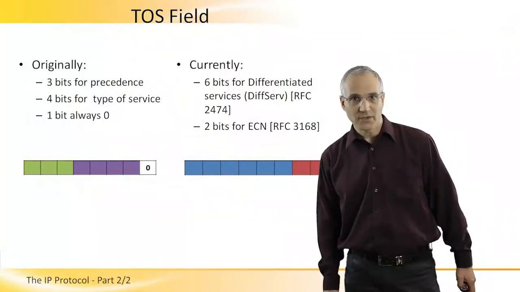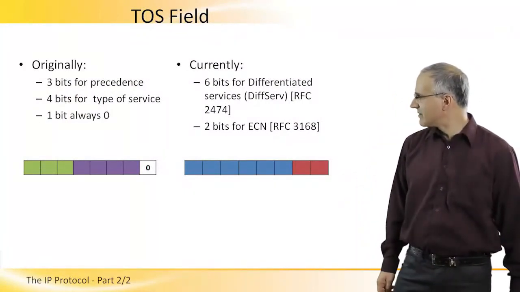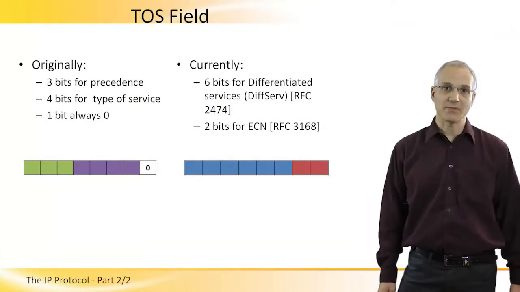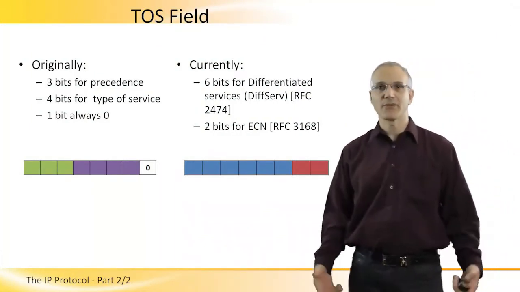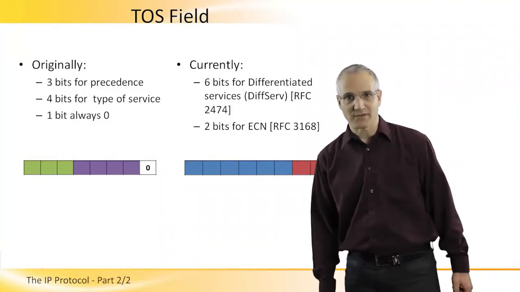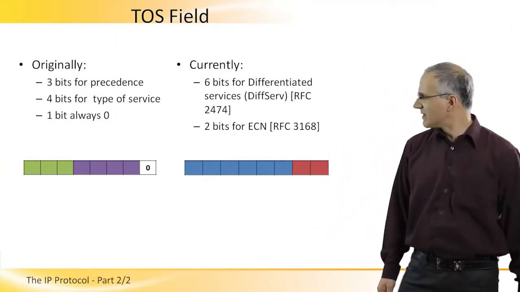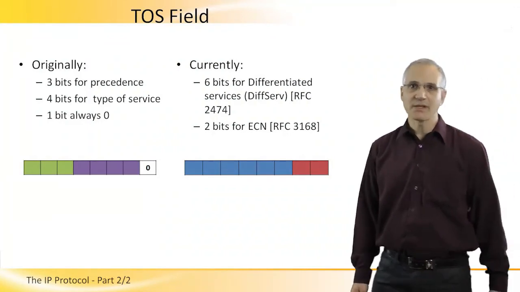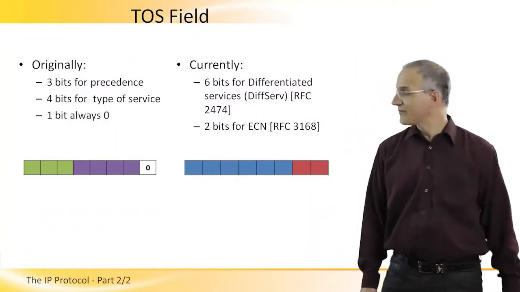So originally, the type of service field was divided into 3 bits of precedence, 4 bits for type of service, and 1 bit which was by default set to 0. The idea of the field was to be able to differentiate between different ways of handling packets in the network. So each packet can belong to some class. However, this standard was changed every so often, and currently the allocation of the type of service field is as follows.